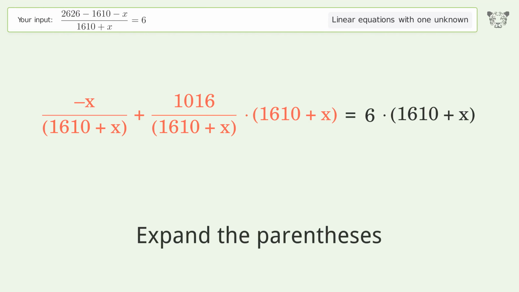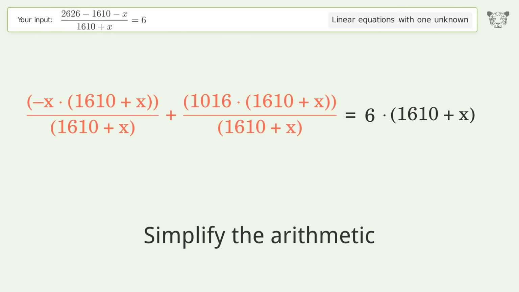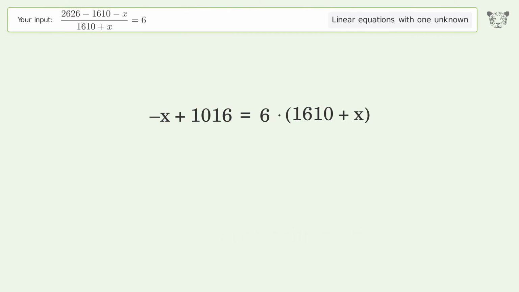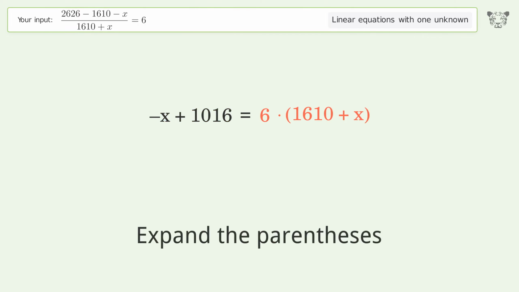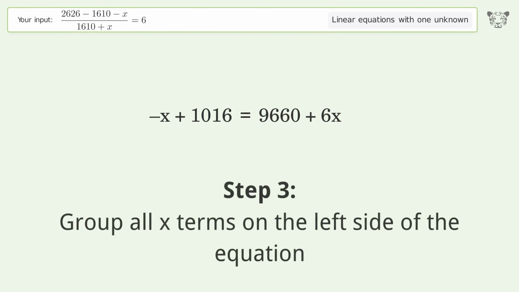Expand the parentheses. Simplify the arithmetic. Expand the parentheses. Simplify the arithmetic. Group all x terms on the left side of the equation.